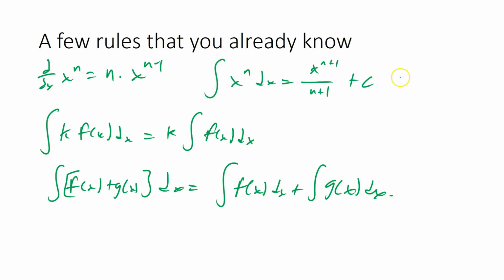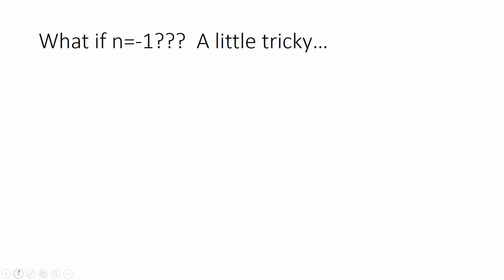Now, this only works if n is not equal to -1, because if n is -1, this would be x to the 0 over 0. That's not happy. Okay, so what the heck happens if n is -1? It's a little bit tricky, right? So let's think about what that would be. That would be the integral of x to the -1 dx. That is the antiderivative of 1 over x dx.